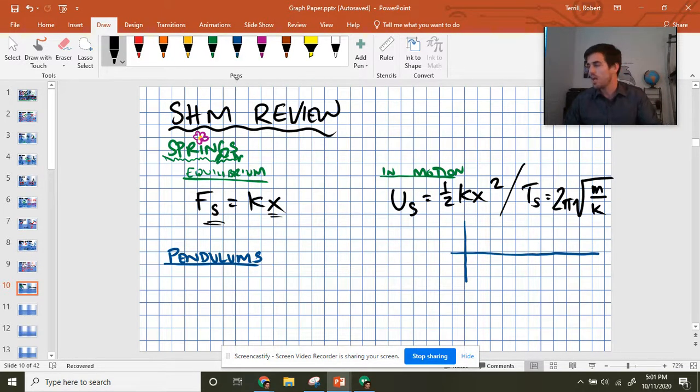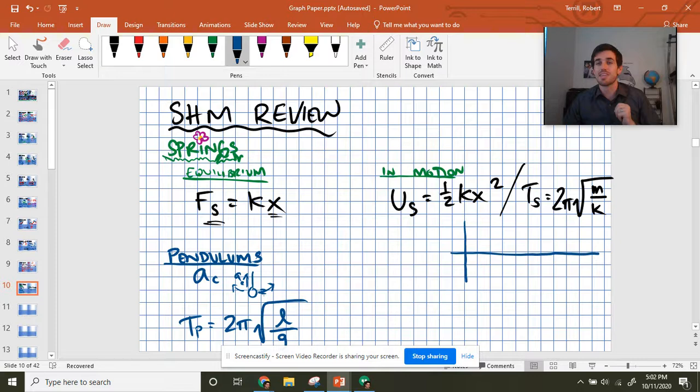For pendulums, the other piece that we want to look at is just a reminder that we have a centripetal acceleration at that lowest point. So when it's right here, whether it's going that direction or going that direction, it has an acceleration up towards the middle. So keep in mind that even though if it was at rest, it would be in equilibrium, passing through that position, it has an acceleration upwards. And then the period equation for a pendulum, just remember that it exists.